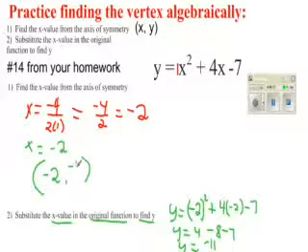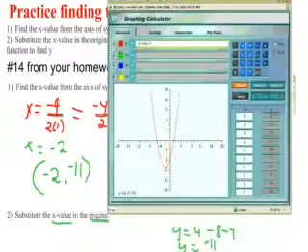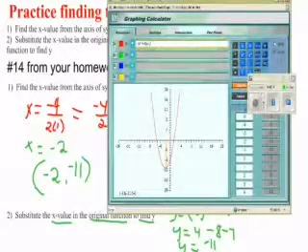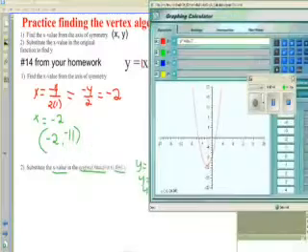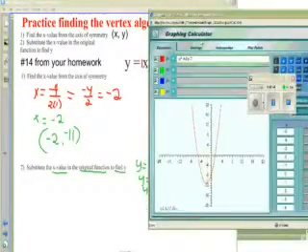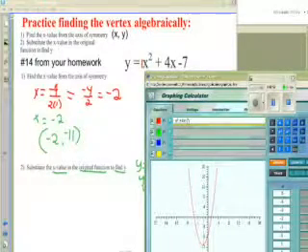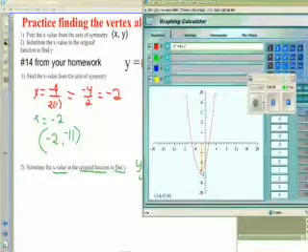So we think that our vertex is negative 2, negative 11, and the wise student will take their graphing calculator and make sure they've calculated correctly. I've put the original function here into the calculator. Have a look. Here's our original function. You can see it. X squared plus 4x minus 7. And I graphed that, and I hit the trace button.